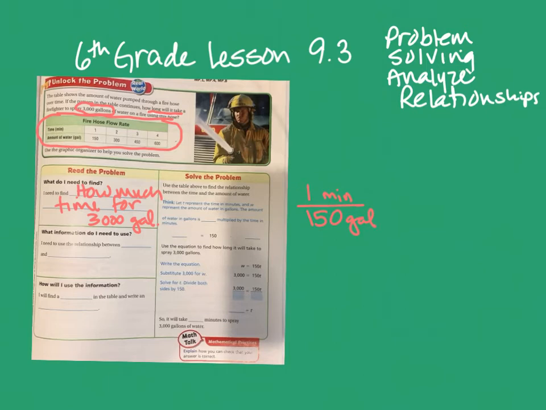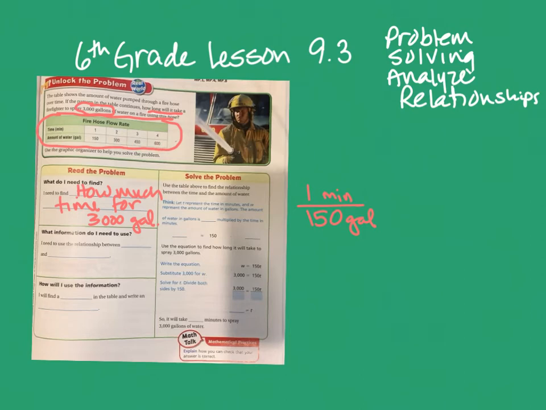So whatever amount of gallons we have, if we divide by 150, we should get the minutes. Let's test that. 300 divided by 150 should be 2. 450 divided by 150 will be 3. 600 divided by 150 will be 4. So that relationship stays steady all the way through. I was testing to see, does it stay steady all the way through?